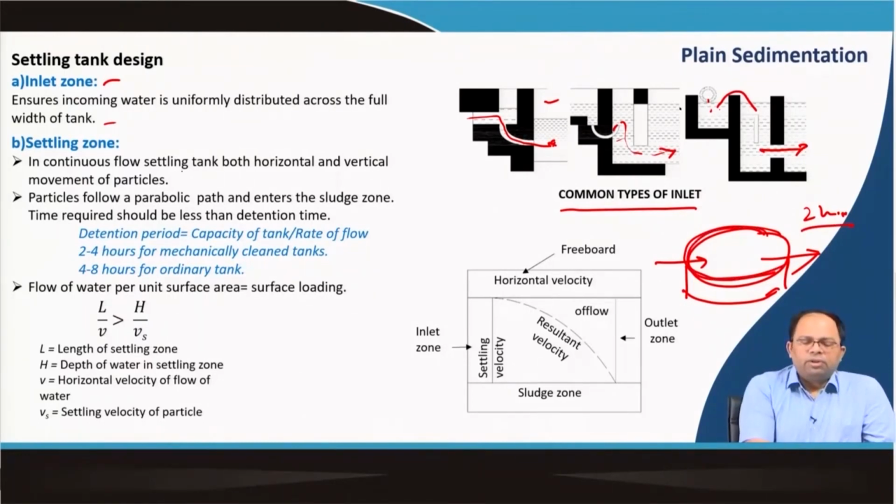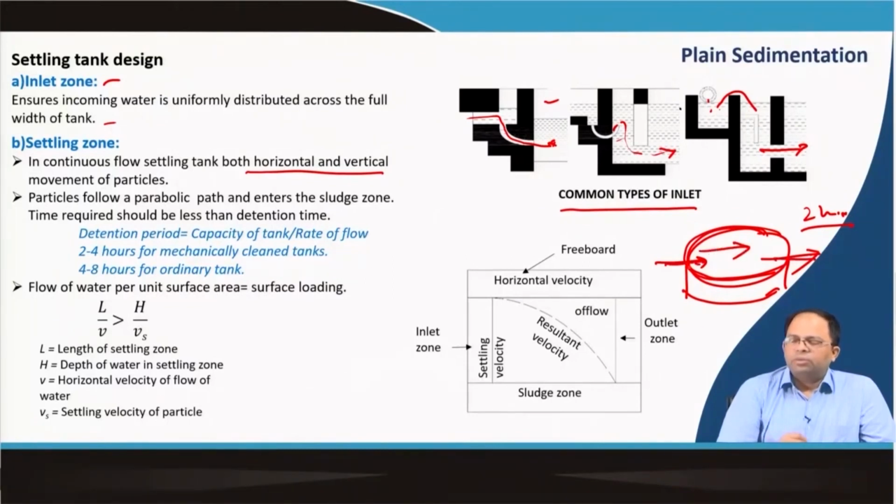In a continuous flow settling tank, both horizontal and vertical movement of particles happen. Water is coming from here and goes out from this side. So, definitely the particle is moving in a horizontal direction, as well as going down because of gravity, as you can see over here. On one side is the horizontal velocity and on this side is the settling velocity, right. This is the resultant velocity resulting from the movement of the particle because of both these velocities. This is how the particle falls.